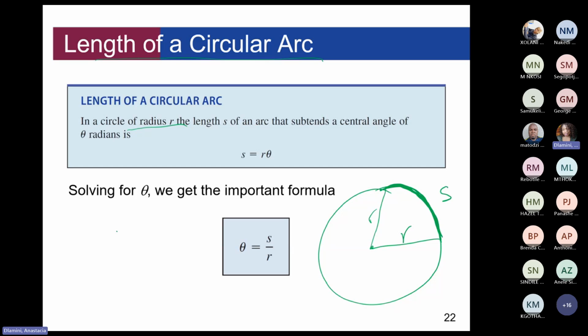That subtends this central angle theta, meaning that here, off angle, someone is disturbing me. That's why I'm not able to read what's written here, guys.